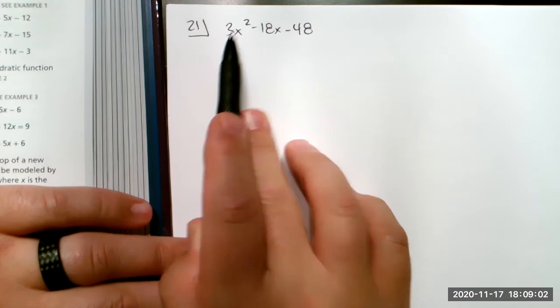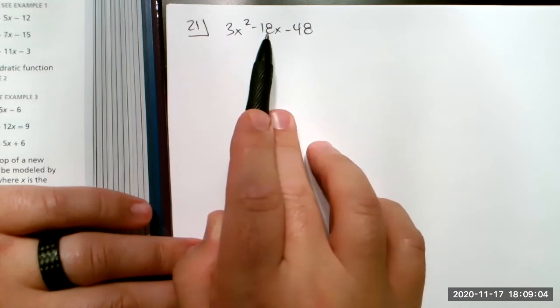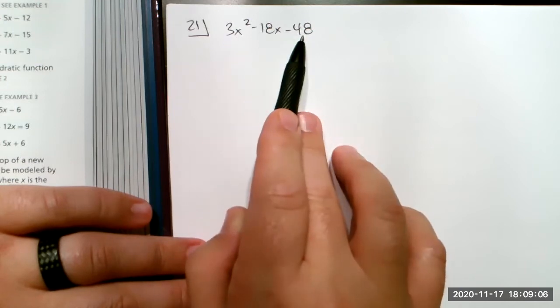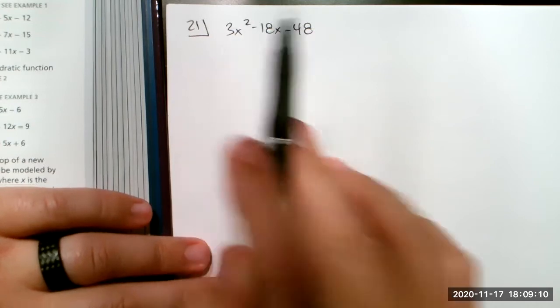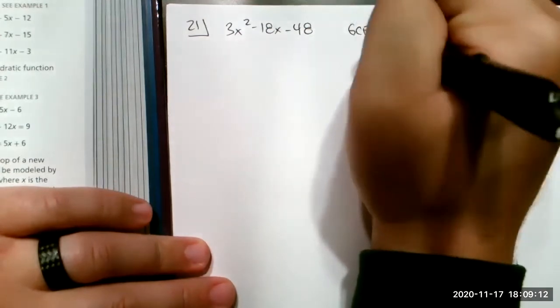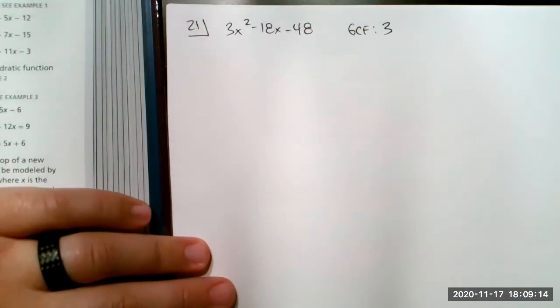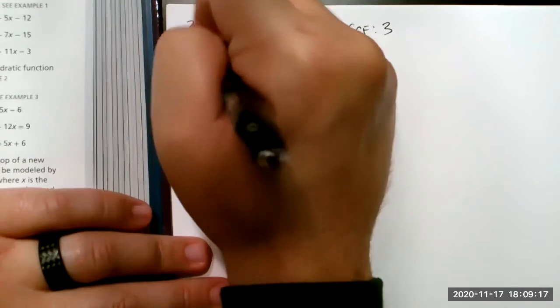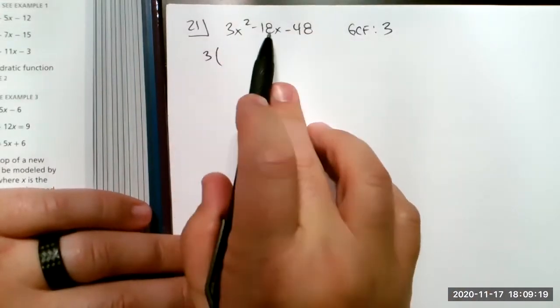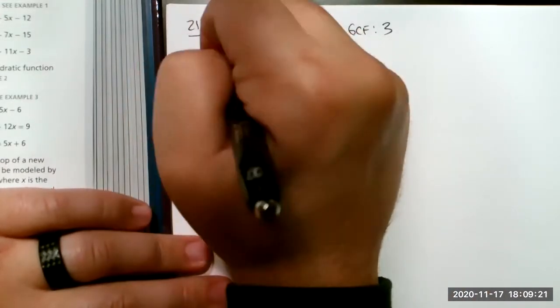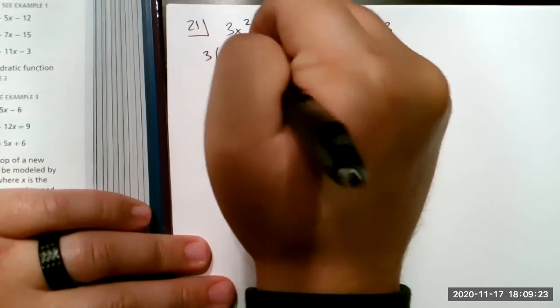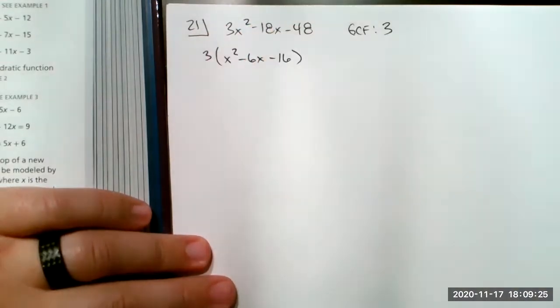3 divided by 3 is 1. Negative 18 divided by 3 is negative 6. Negative 48 divided by 3 is what? Negative 16. So 3 is going to be my GCF. So if I GCF out the 3, basically I'm just dividing each of these terms by 3. So I'll have x squared minus 6x minus 16.